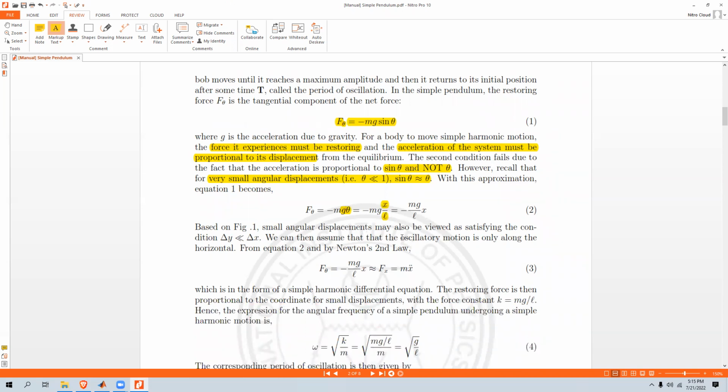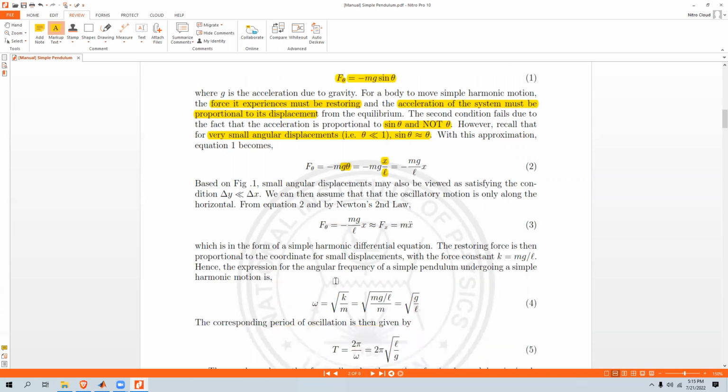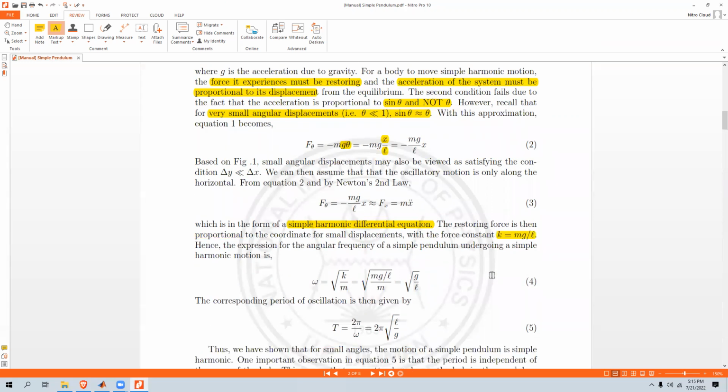So we can then assume that the oscillatory motion is only along the horizontal. By using Newton's second law, we can write our forces in this manner, which is now in the form of a simple harmonic differential equation. So the restoring force is now equal to the proportion of the small displacement with the force constant k equal to mg over L. Using this force constant, we can now derive an expression for the angular frequency as follows.